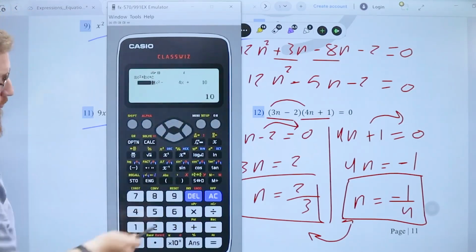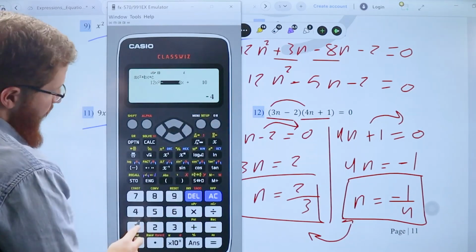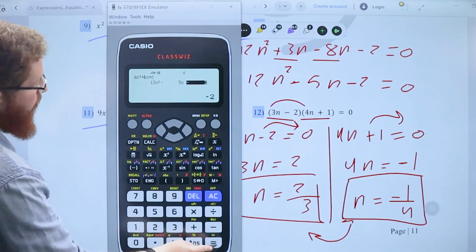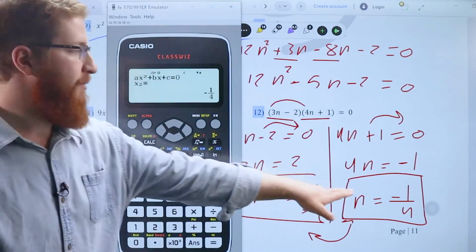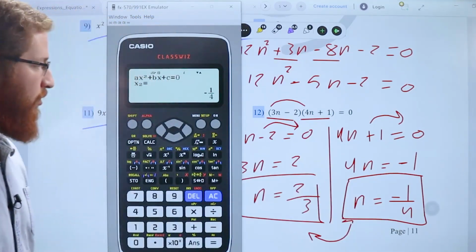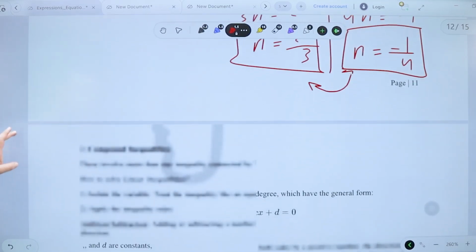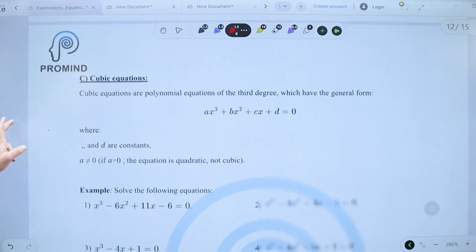Again, the coefficient of n squared is 12, the coefficient of n is minus 5, and the constant is minus 2. This equals 2 over 3 and minus 1 over 4, minus a quarter. Very good, very good. Now let's move to the last part of this lesson, which is cubic equations.